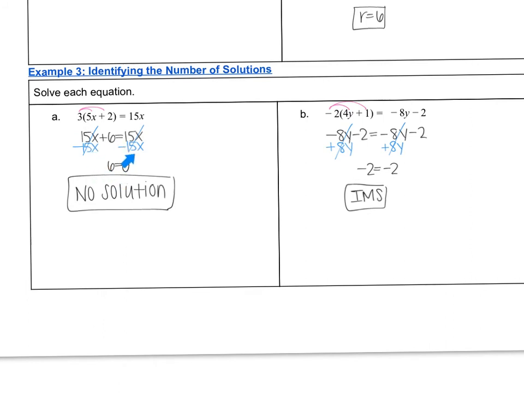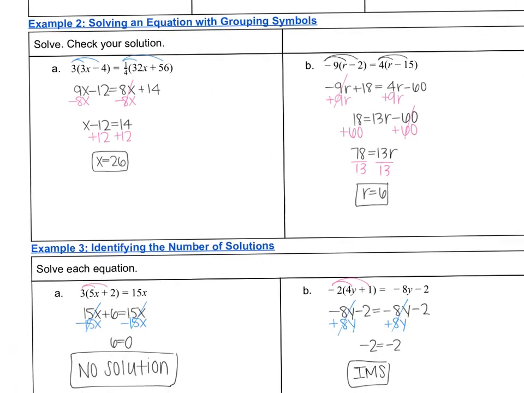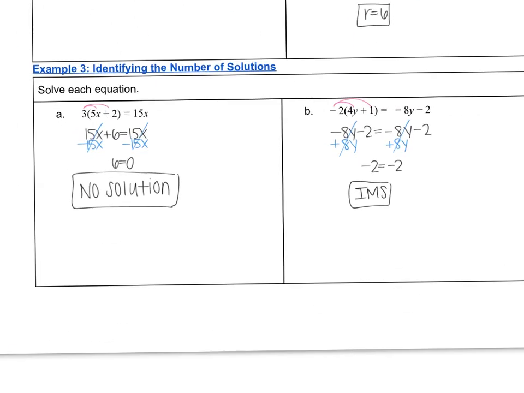No solution happens when the variables cancel and it's not true. IMS happens when the variables cancel and it is true. If the variables don't cancel, it might just be like one of the other examples where you just have an answer, x equals whatever, or r equals whatever. Okay, so those are kind of our two special cases. Let's go ahead and try a word problem here.